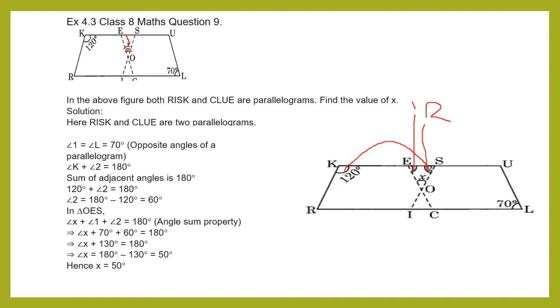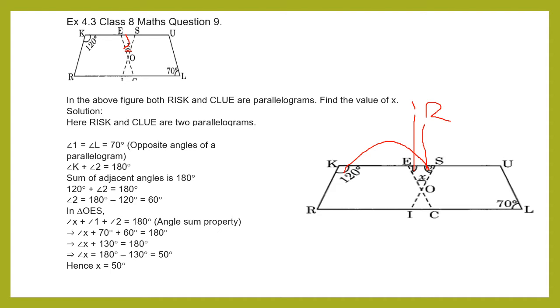Angle 1 is 70 degrees, angle 2 is 60 degrees. Now to find the value of x, let us consider the triangle OES. In triangle OES, angle x plus angle 1 plus angle 2 is equal to 180 degrees. Why? Because of the angle sum property. In any triangle, the sum of the three interior angles measures 180 degrees.